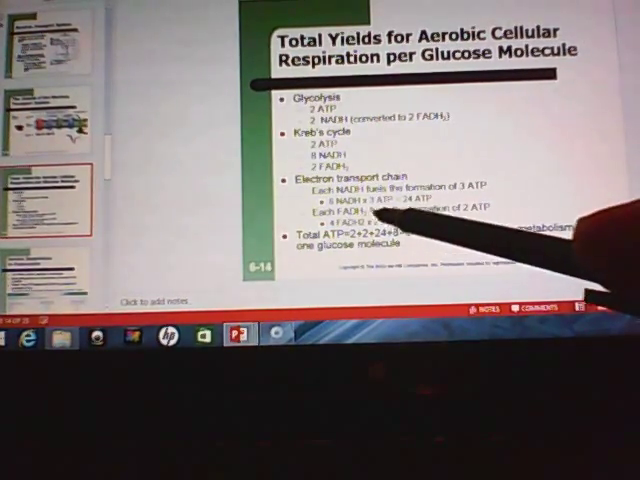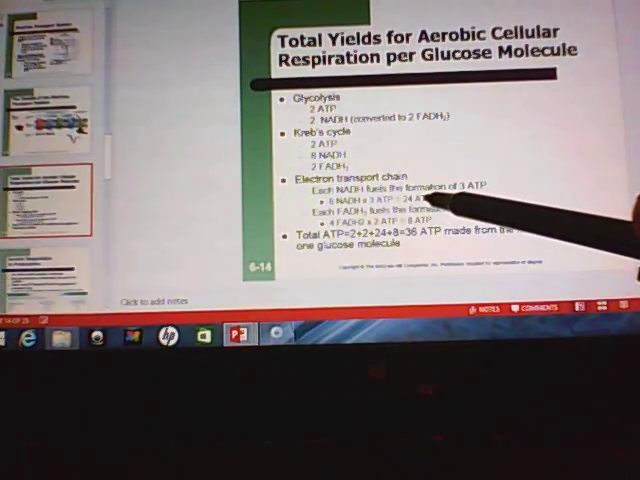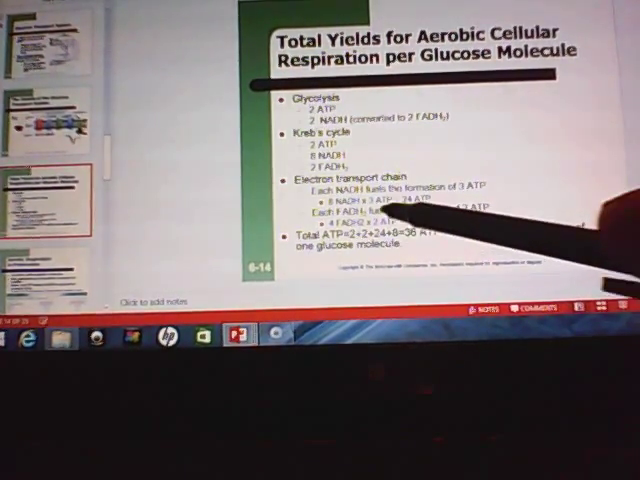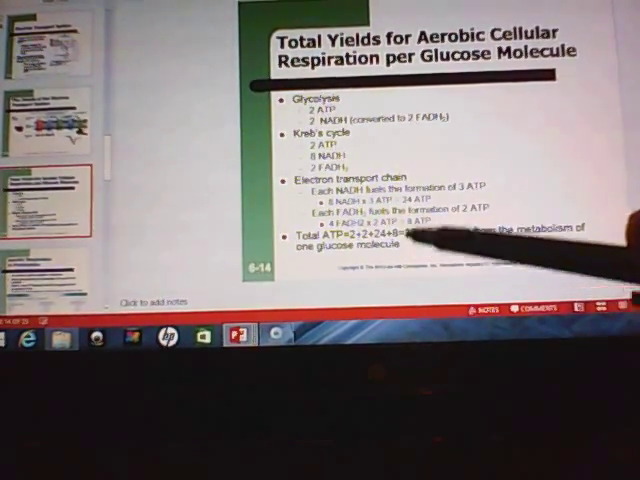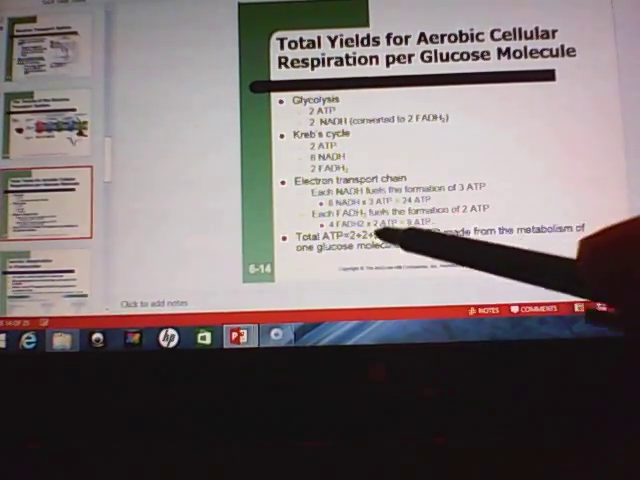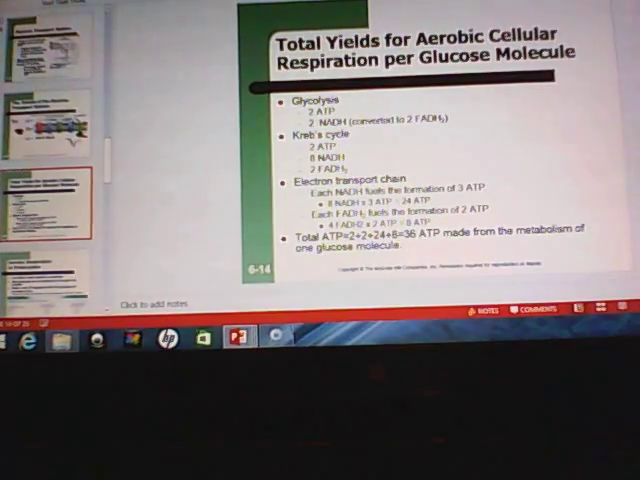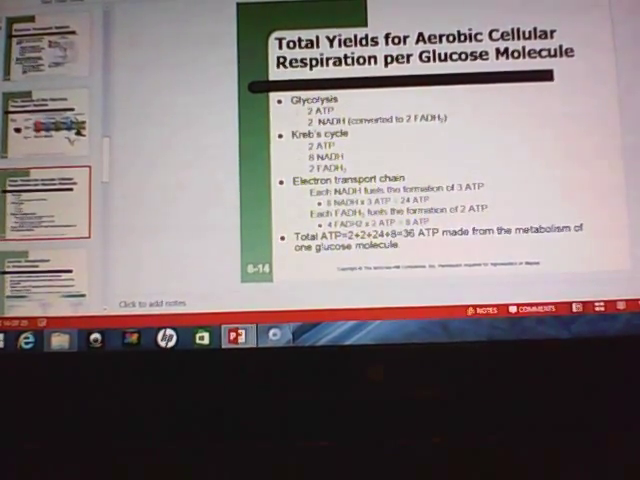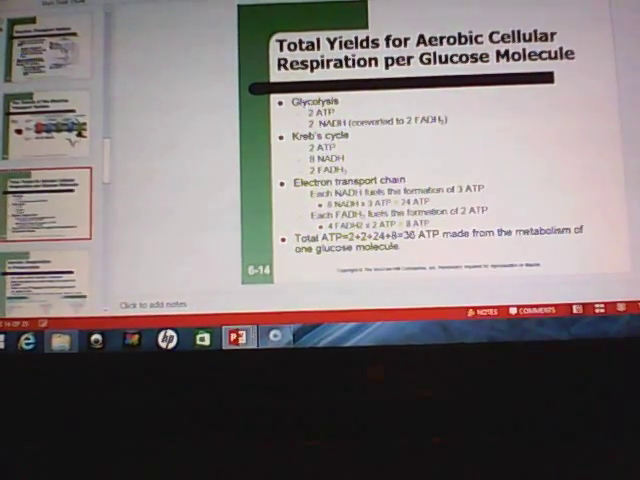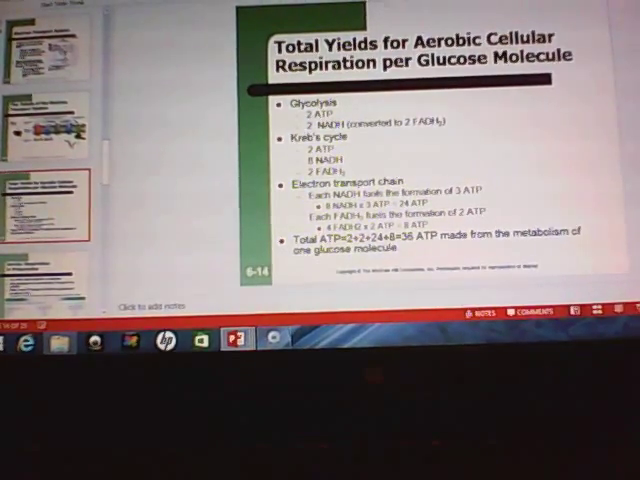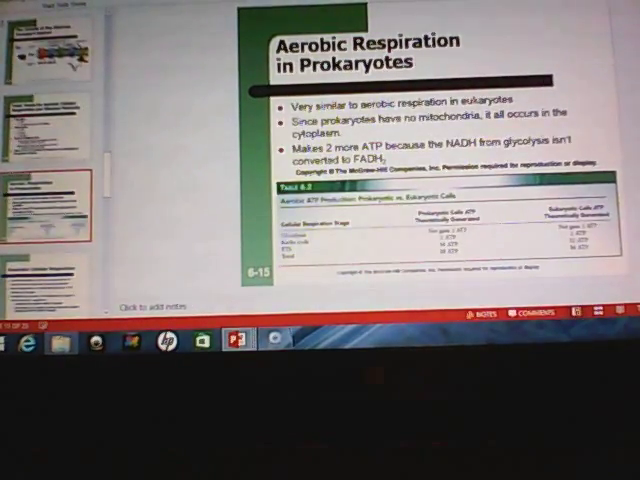As it shows here, you get 24 ATPs in the electron transport chain from NADH. You get 8 from FADH, and 24 plus 8, of course, is 32. Then you get 2 out of Krebs and 2 out of glycolysis. I'm pointing it out for a reason, so please take note of how many ATPs you make in each stage of aerobic cellular respiration.